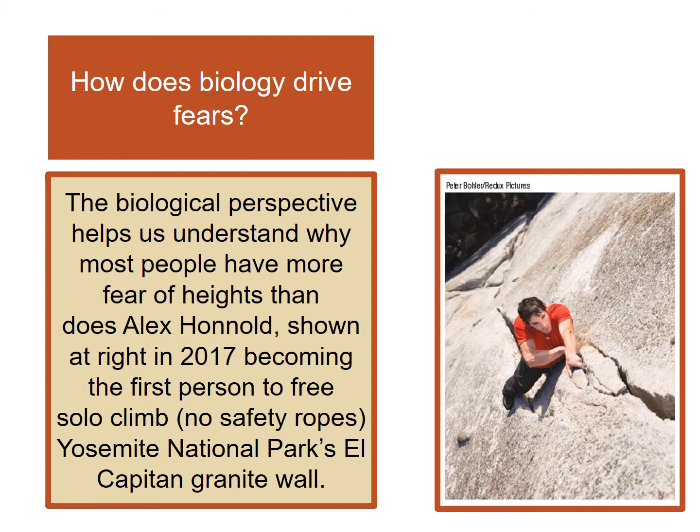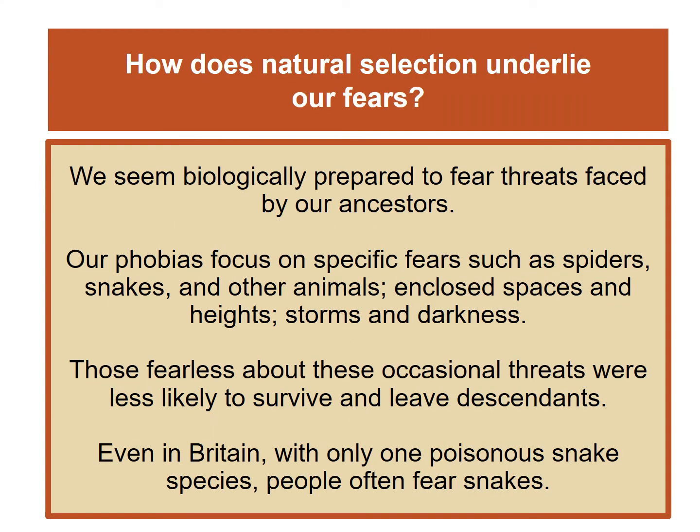How does natural selection underlie our fears? We seem biologically prepared to fear threats faced by our ancestors. Our phobias focus on specific fears such as spiders, snakes, and other animals, enclosed spaces, heights, storms, and darkness. Those fearless about these occasional threats were less likely to survive and leave descendants. Even in Britain, with only one poisonous snake species, people often fear snakes.